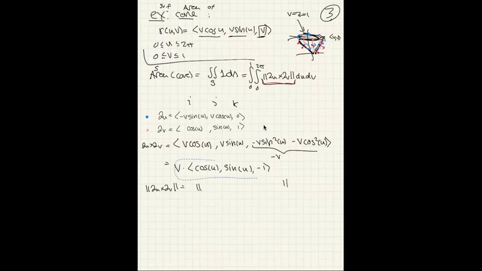I really am into copying and pasting right now. Copy, paste, and I'm going to shrink it down like that. Just copying and pasting. Constants pulled right on out, so that v comes out as an absolute value of v, but look at my range of v, always positive, so I can skip that. It's just a v pops out, and then the magnitude of cosine u, sine u, negative 1.